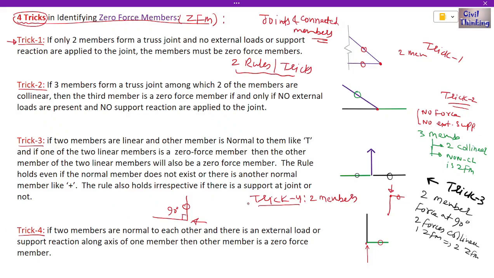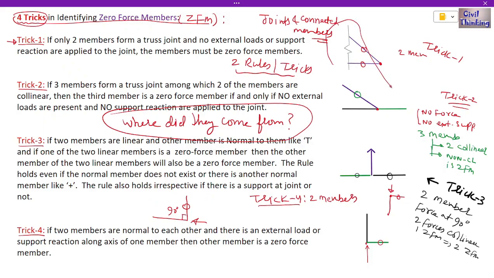Now until now we only talked about tricks, but I did not tell you where they came from. Tell me, where did they come from? Because we did not talk about that. I've just told you these four tricks. Now let us see where they came from.